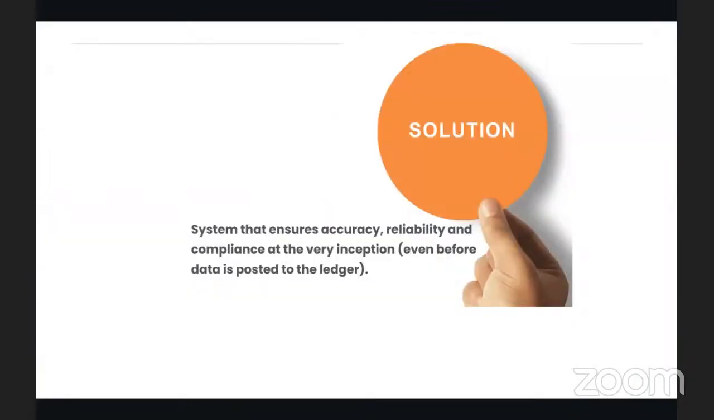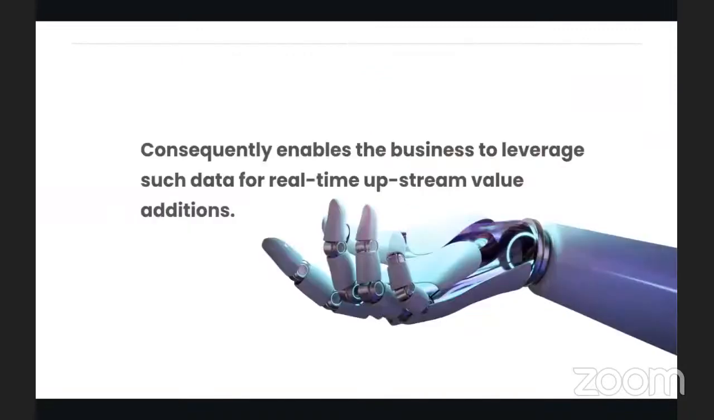The only way we can overcome this situation is by ensuring accuracy, reliability, and compliance at the very inception of a transaction. As an accounting process, when you process a transaction, you should ensure that it is accounted accurately, that it complies with the relevant taxes, and that it complies with relevant regulatory requirements, both statutory as well as regulations internal to the organization. This is the most important piece. Unless at the inception you bring in that level of accuracy and reliability, upstream usage of that information in real time is out of the question.